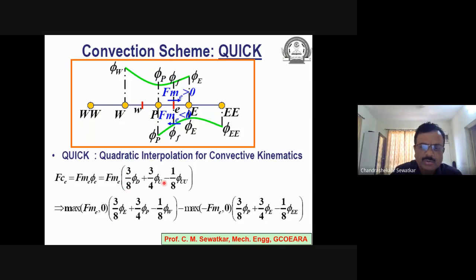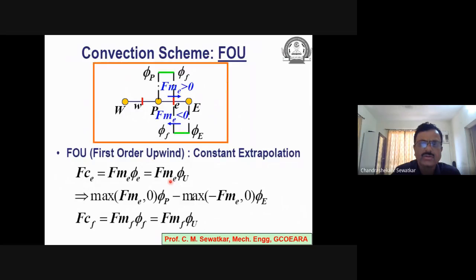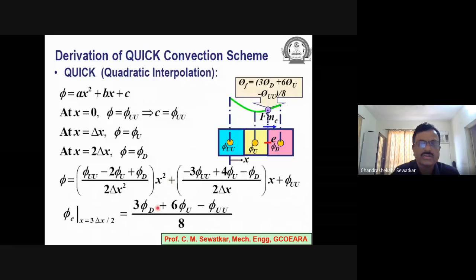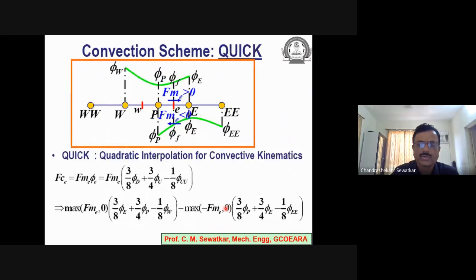The expression for QUICK convection scheme, we have derived the expression already. This is the expression: 3 by 8 of phi d, 6 by 8 of phi u, and 1 by 8 of phi uu. 6 by 8 is converted to 3 by 4. That's it. So when my flow is occurring in positive x direction, this term will be written.